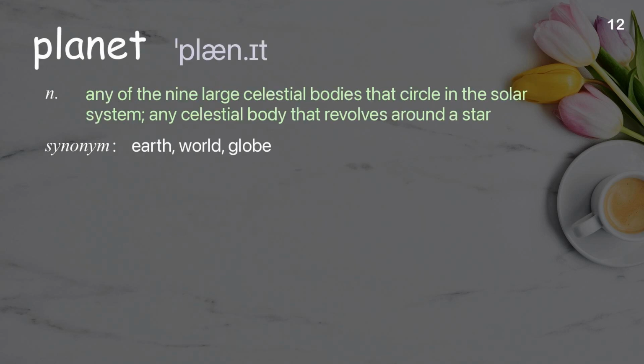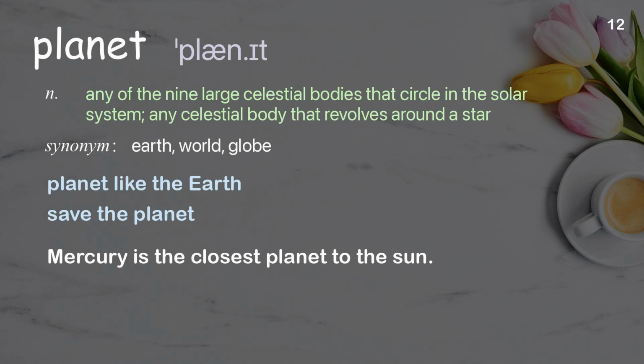Planet. Any of the 9 large celestial bodies that circle in the solar system, any celestial body that revolves around a star. Examples: Planet like the Earth. Save the planet. Mercury is the closest planet to the Sun.